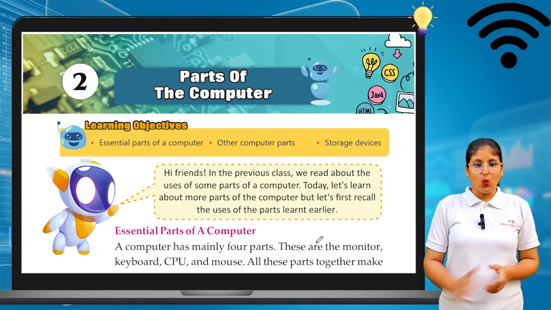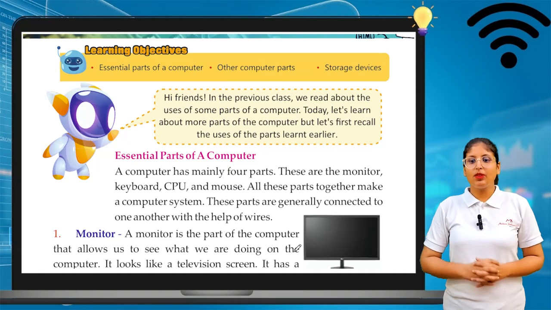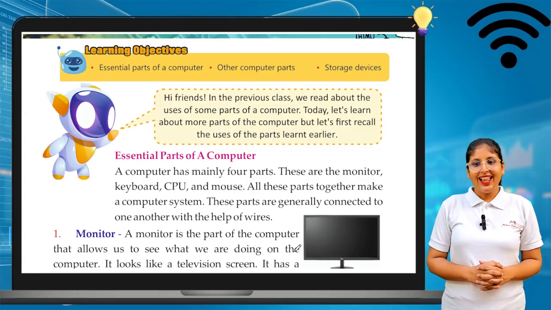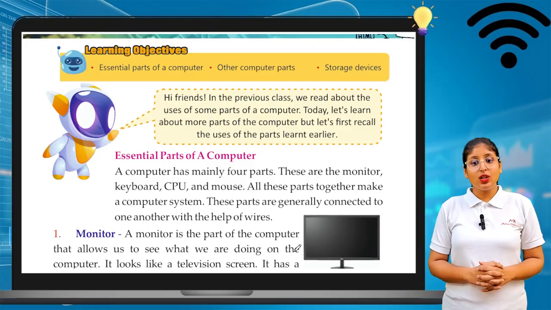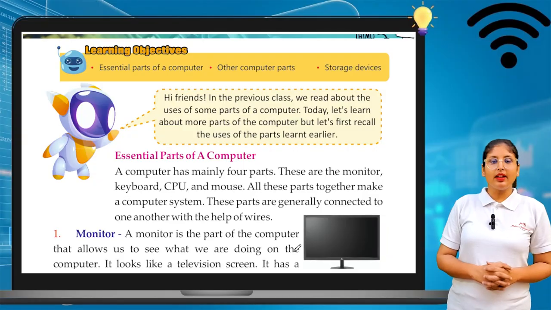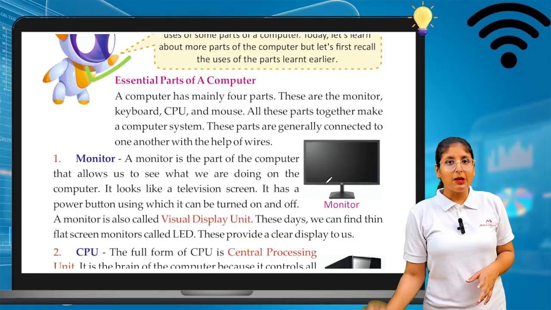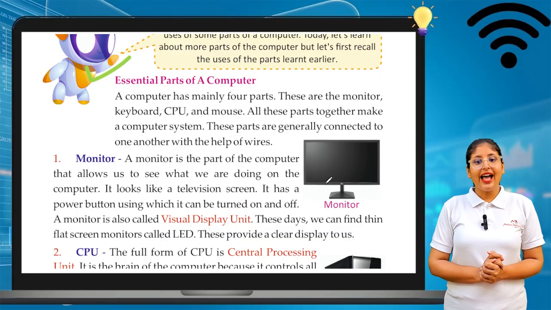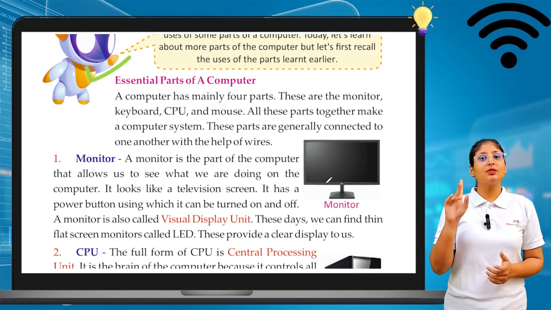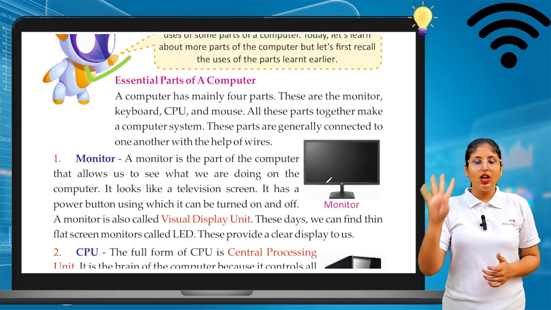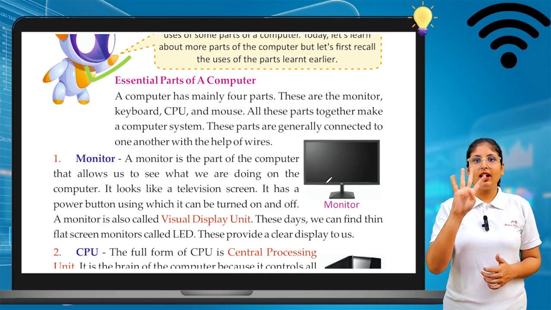Hi friends, in the previous chapter we read about the uses of some parts of a computer. Today let's learn about some parts of the computer, but let's first recall the parts learned earlier. The parts of the computer that are very essential and important. A computer has mainly 4 parts: monitor, keyboard, CPU and mouse.